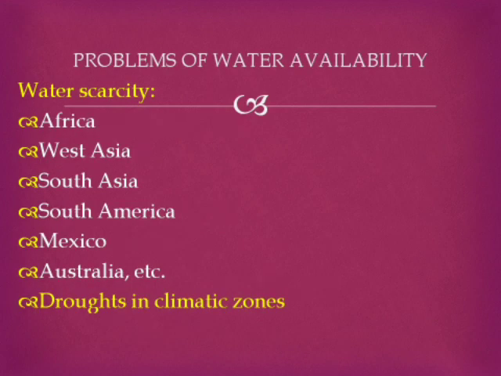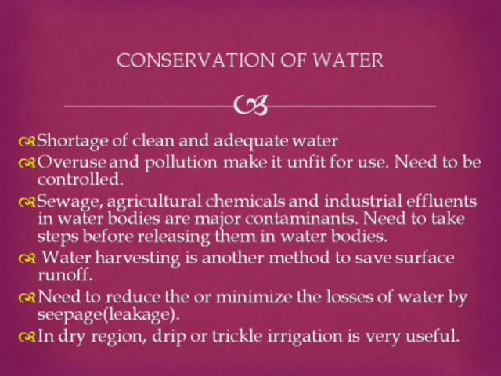See the next slide, children. Problems of water availability. See Africa, West Asia, South Asia, South America, Mexico, Australia. These countries are facing water scarcity. Drought in climate zones. These are also the major problem of some countries which are located in this type of climate zone.